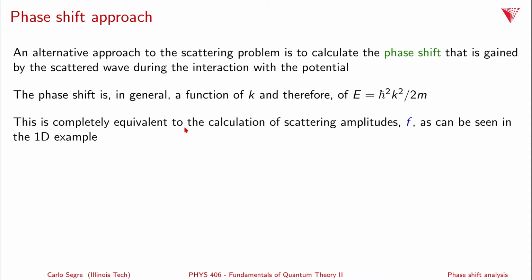So this is completely equivalent to the calculation of scattering amplitudes, as we can see in the 1D example that we'll do in a couple of minutes. In the 1D example, we write an incoming plane wave and an outgoing plane wave with a scattering factor f. So there's a sum of these 2. When we look at it from a phase shift approach, we write the incoming plane wave and then the outgoing plane wave with a phase shift, e to the 2i delta with a minus sign. And these 2 approaches, as we'll show, are completely equivalent.